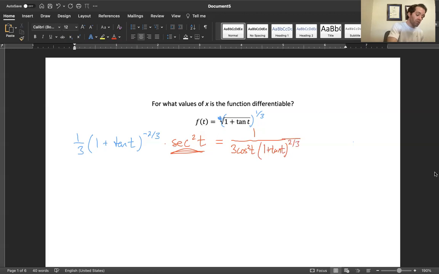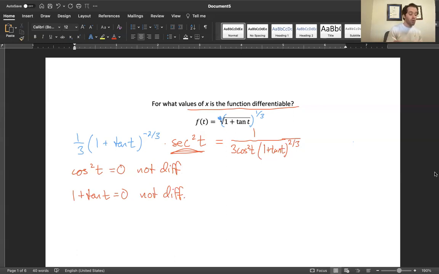So for what values of x is the function differentiable? It's differentiable whenever the bottom is not equal to 0. So if cosine squared t equals 0, then this is not differentiable. Likewise, if 1 plus tangent of t equals 0, then it's not differentiable. So let's turn these into conditions on t itself.